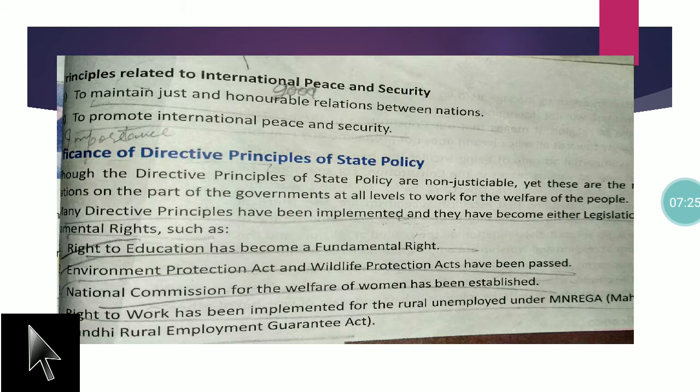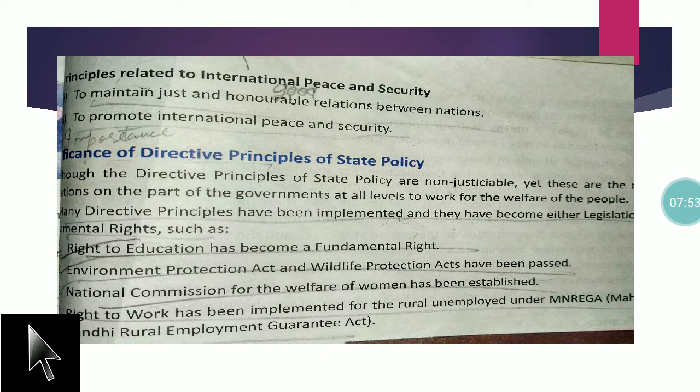Next, we have principles related to international peace and security. That is also quite important: to maintain just and honorable relations with different countries, trade relations should be in a proper manner and friendly relations should be there. To promote international peace and security, war and battle should be avoided, and peace and order should be maintained along with other countries, including in trade matters.